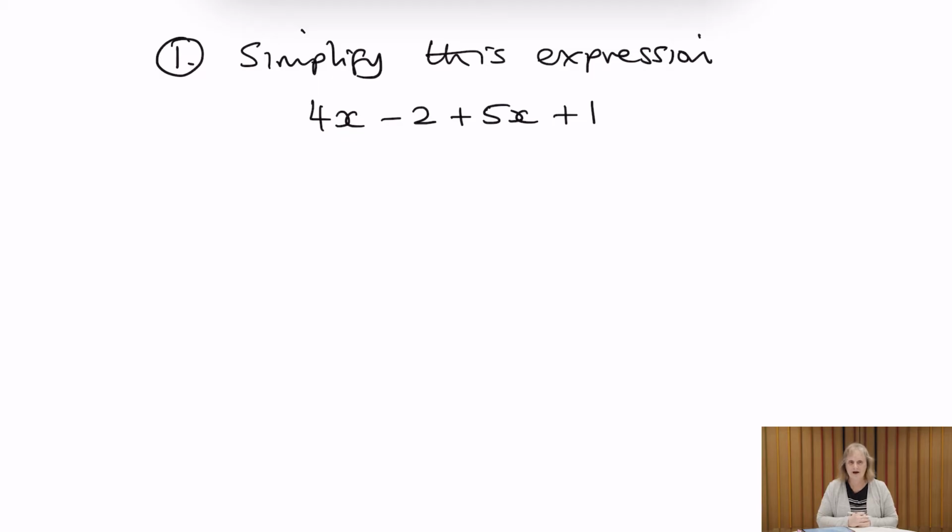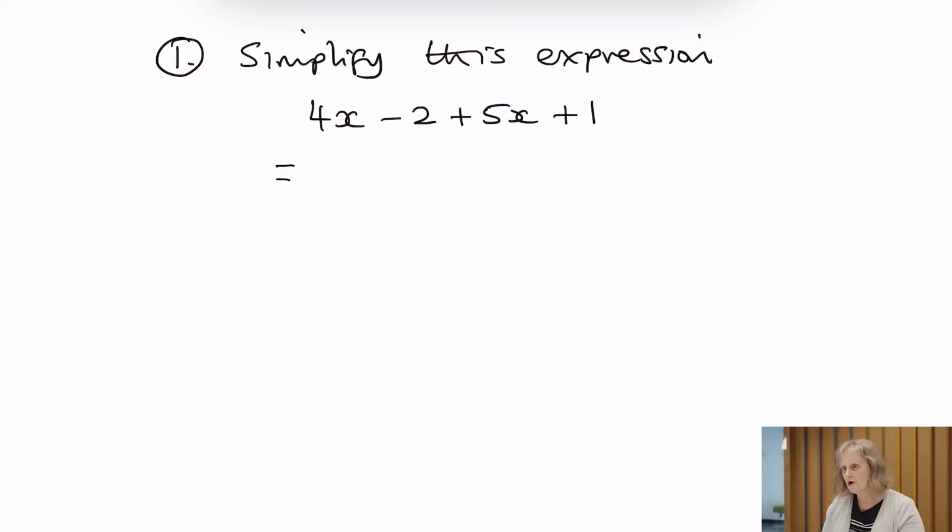So an expression in math is quite specific in that we just have terms like this. So this is just an example of an expression, and you'll see the difference compared to an equation in a moment. So when we're working with algebra, I'm just going to work down the page. When we're adding and subtracting algebraic terms, 4x is one term, we're subtracting 2, or you could look at that as adding -2, and we're adding 5x, and we're adding 1.